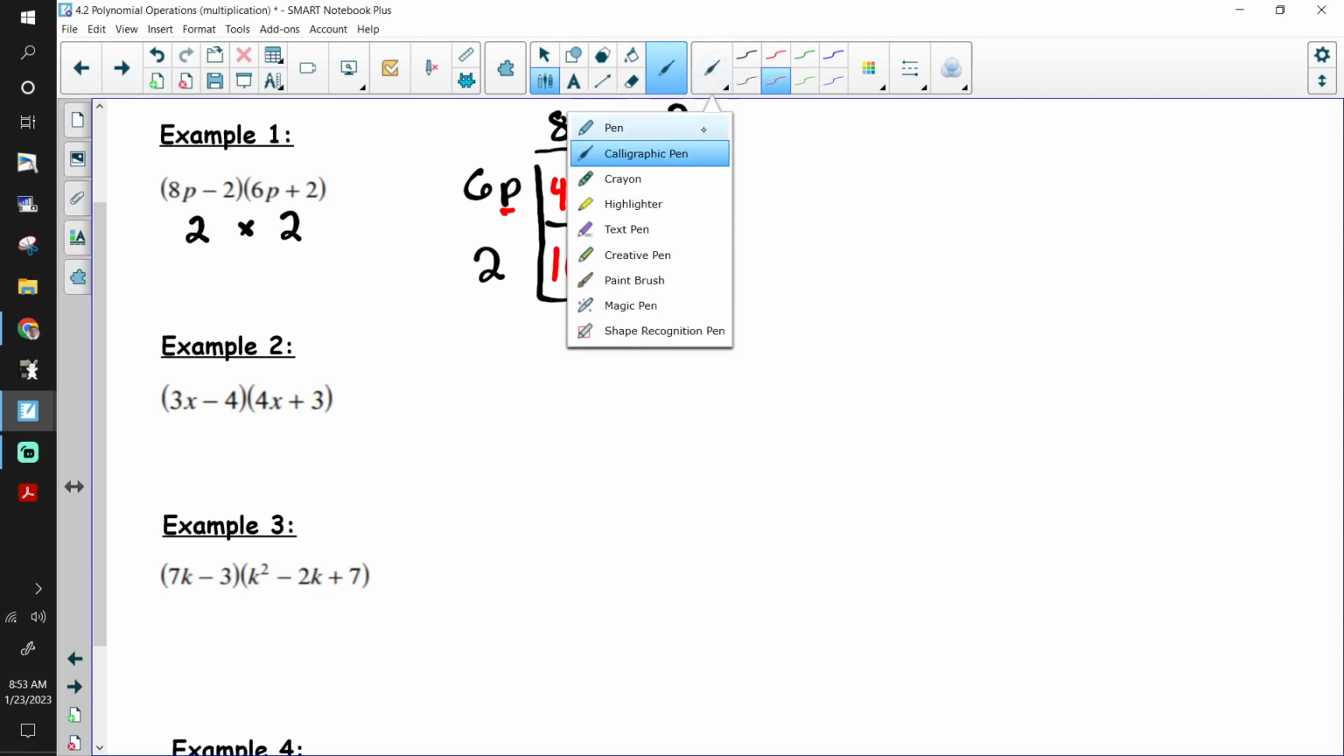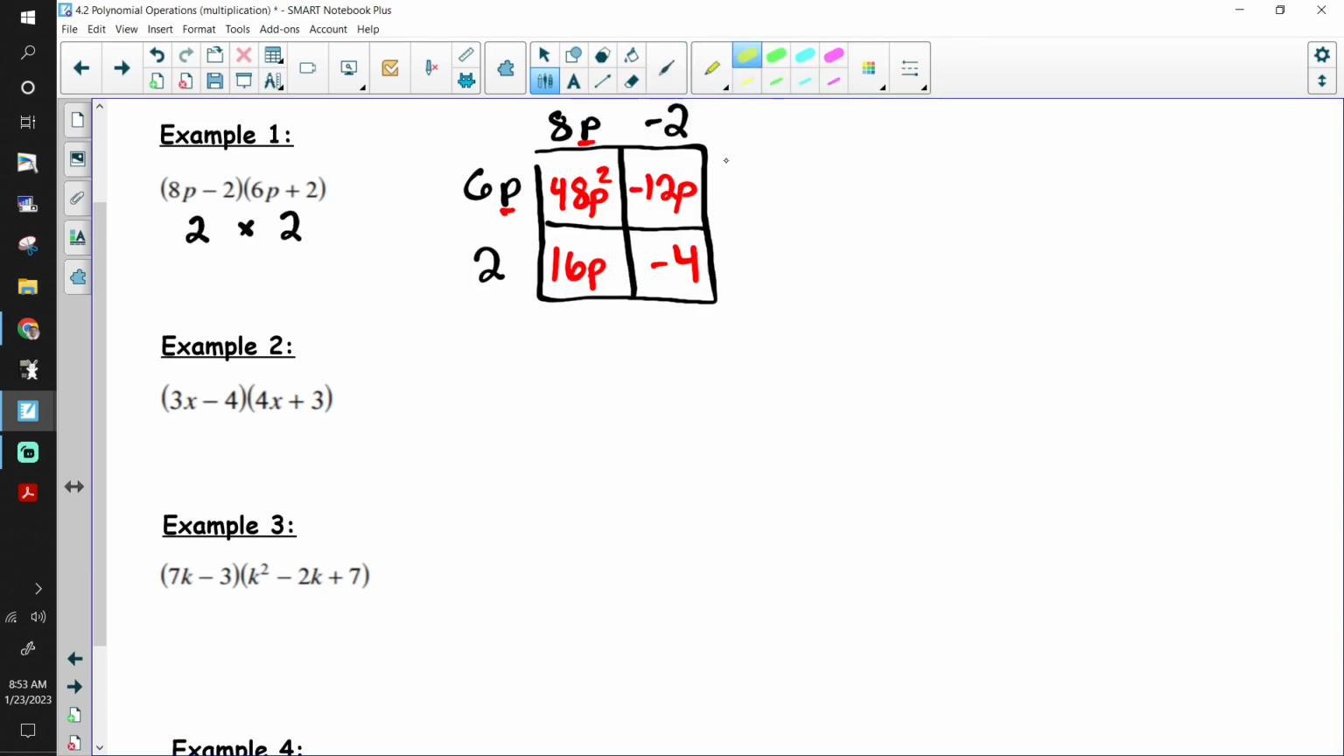Okay, all we have left to do is write our final answer. Now a lot of times we have to see in our box, I have a p squared, I have a couple p's, and I have one naked number. 16p and negative 12p are like terms. So when we want to write our answer, we want to make sure we add them together. So I have 48p squared. It didn't have any like terms. And I'm going to add these two together. These are like terms, so I'm going to add them together. When I add these together, I get 4p, and then minus 4. And I'm done.